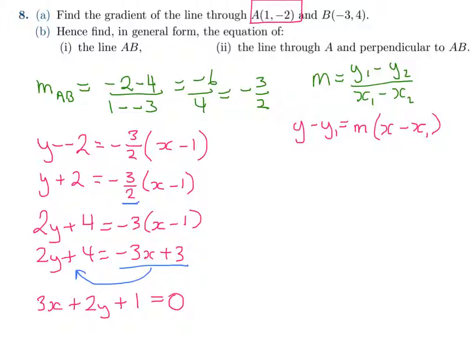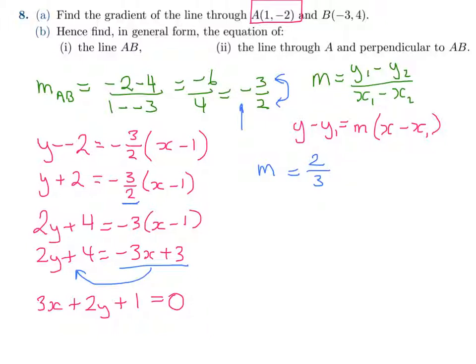Now, the second part of this question is asking us to find the line through A and perpendicular to AB. The gradient perpendicular to AB is going to be the negative reciprocal. So the gradient is going to be positive 2 over 3. The old gradient was negative, so the new gradient is going to be positive, and we flip the fraction around because it's reciprocal. Remember, two gradients have to multiply to make negative 1 for them to be perpendicular.